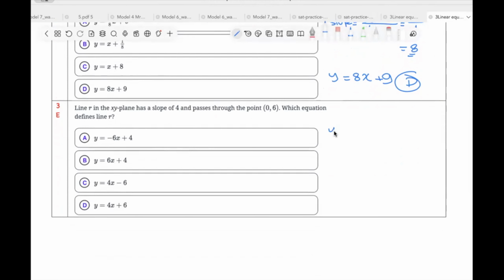You know that y equals mx plus b. So this is the slope, so it's 4x plus b. It means plus the y-intercept. 6 here is the y-intercept because x equals 0. So it's 4x plus 6. So the answer is 4x plus 6. So the answer is D.